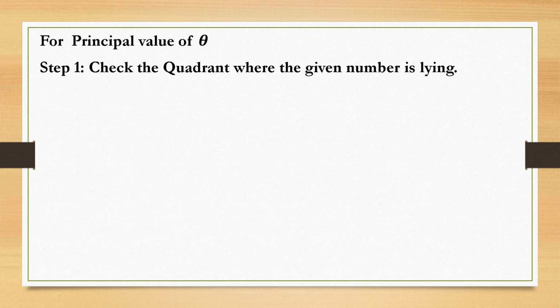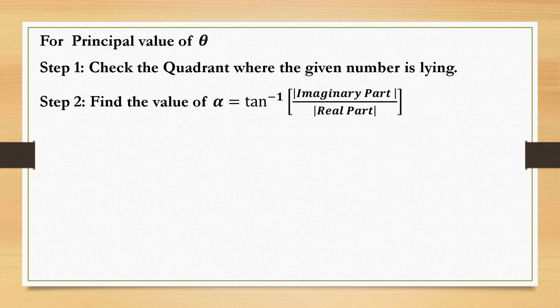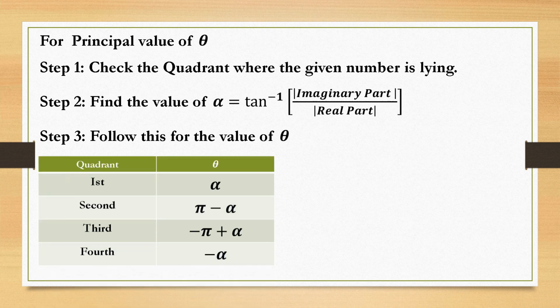Now let's understand how to find the principal value of theta. The first step is to check the quadrant where your given number is lying. Second is to find the value of alpha. What is alpha? Alpha is tan inverse of the modulus of the imaginary part over the modulus of the real part. And then the third step would be to follow this table.